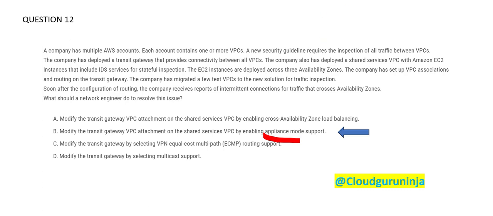But what is multicast support? If you have to send a single data stream to multiple receivers, then you can use multicast. In this case, we don't have that sort of requirement. What is ECMP routing support? It helps you with distributing the traffic equally. In this case, that is not a requirement. We want to restrict cross AZ communication. That is why option B is the correct answer.